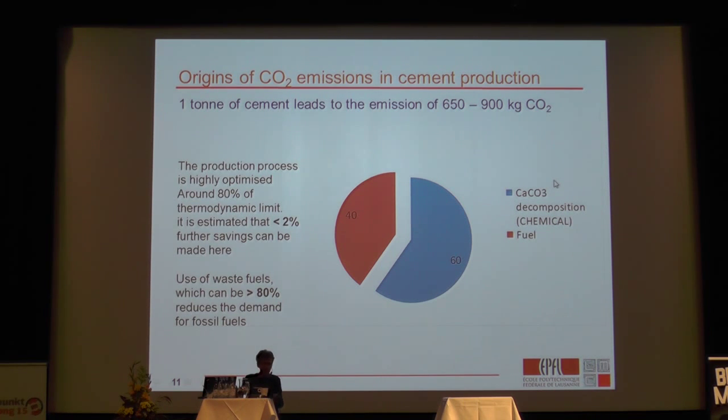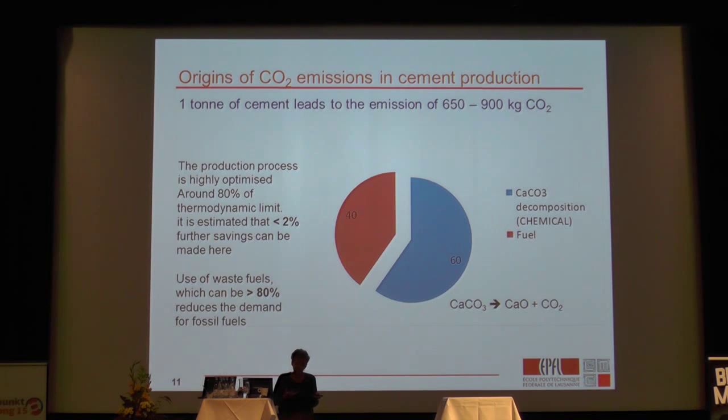So if really we're going to cut CO2 emissions from cement, we have to look at this other side of the pie, which is this 60%, which comes from this very simple chemical equation, which is calcium carbonate or limestone, which is the main raw material for cement, which when you heat it up, breaks down to calcium oxide and CO2. And it's that CO2 that's given off that produces about 60%.